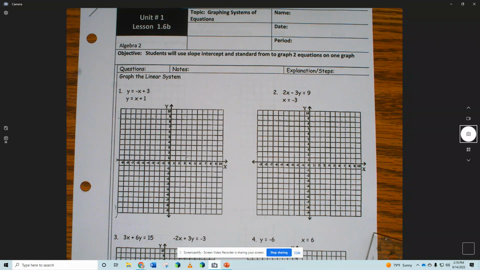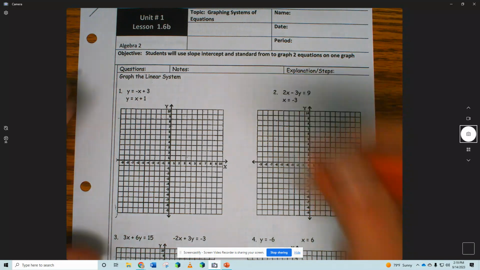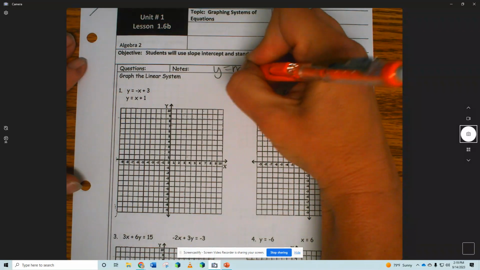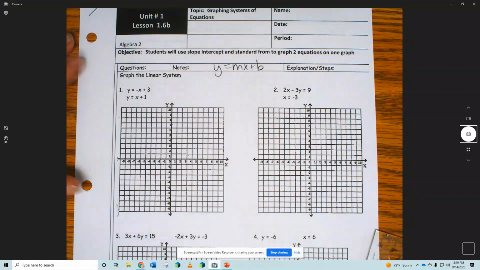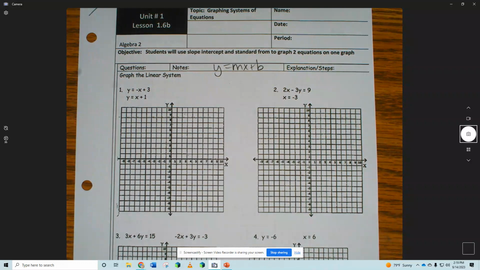What's the best formula to use when we're trying to graph? Because I've got number one versus number two. How should my equation look before I graph it? Y equals mx plus b. I need it to be in slope-intercept form. So we're going to do y equals mx plus b as our go-to. We need it in that format.